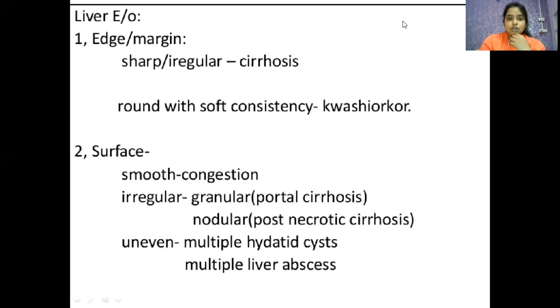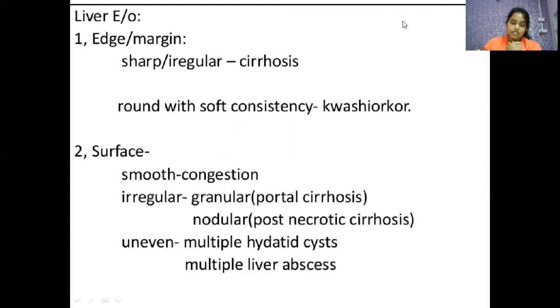Now, what is the etiology? First is edges or margin. Sharp or irregular edges are found in cirrhosis. Liver cirrhosis shows sharp and irregular edges and margins. Round edges with soft consistency are found in kwashiorkor. It is important, and many questions arise from here. Sharp and irregular edges are found in which disease? Cirrhosis. Round and soft consistency is found in kwashiorkor.